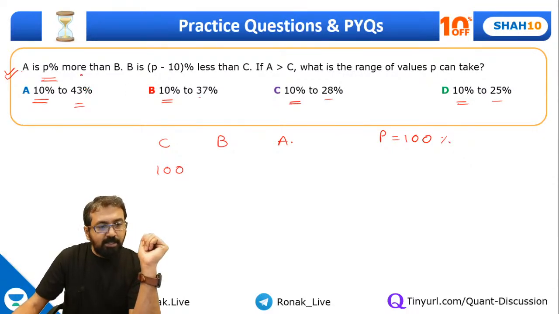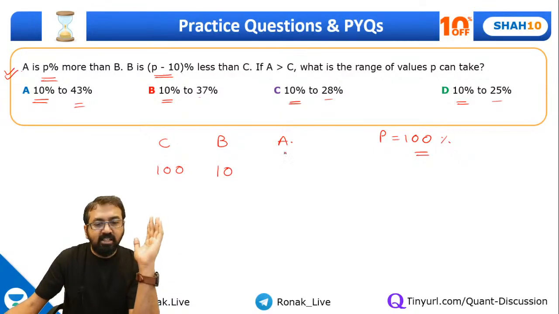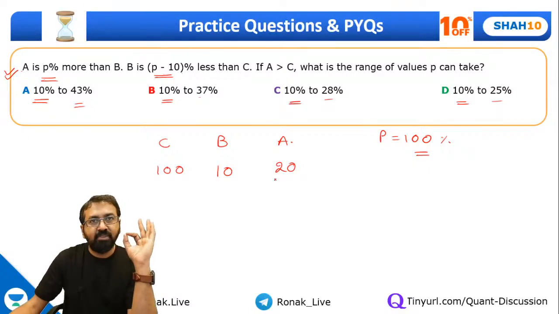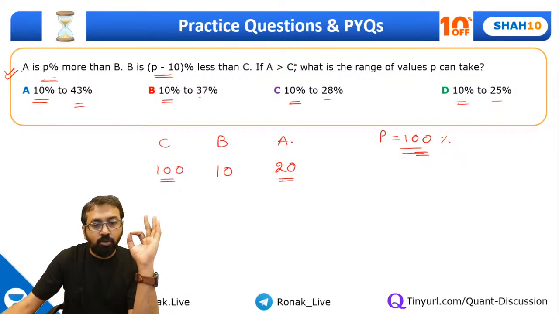So A is P% more than B and B is P minus 10% less than C. So what is P? 100. So what is P minus 10? 90. So B is 90% less than C. मतलब B कितना हो जाएगा 10 and A is P% more than B. So A is 100% more than B. So A कितना आएगा 20 आएगा कि नहीं? राइट सो सी जब हम 100 लेते हैं P हमने 100 लिया तो A कितना आया 20 आया while what we want A to be greater than C and that's how we realize कि 100 is not possible.